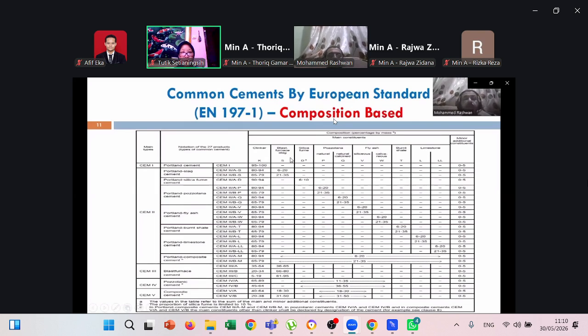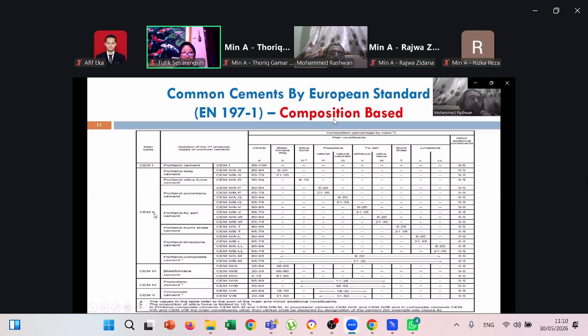We can see also there are several main constituents that form these common types by European standard, like granulated blast furnace slag, silica fume and pozzolana, whether natural or natural calcined, fly ash, whether siliceous or calcareous fly ash, burnt shale or burnt clay, and limestone, L or LL, depending on the TOC, total organic carbon.